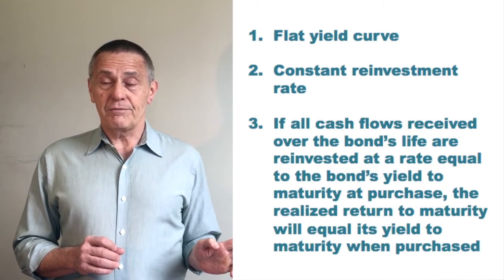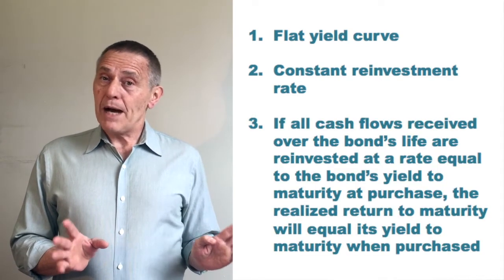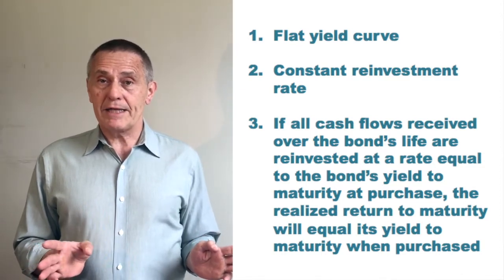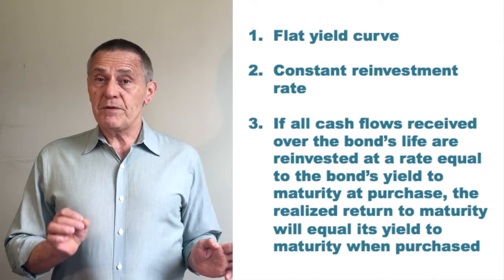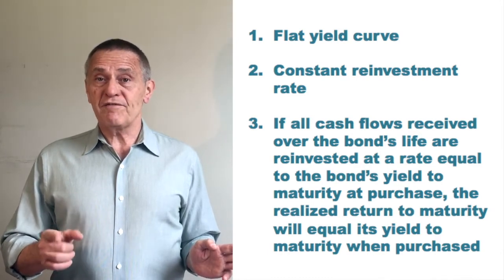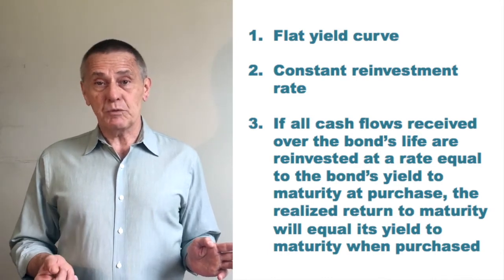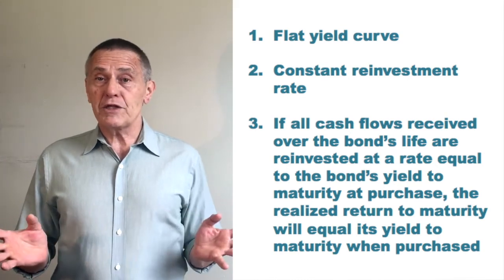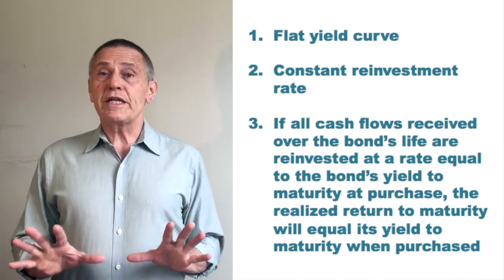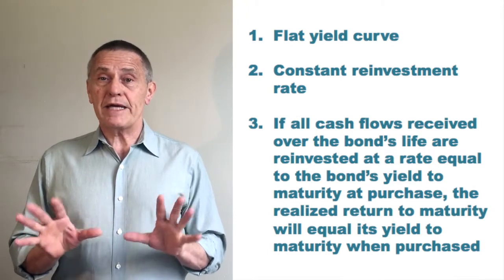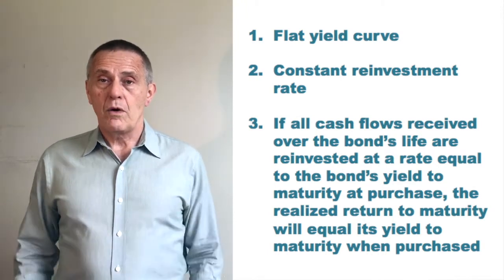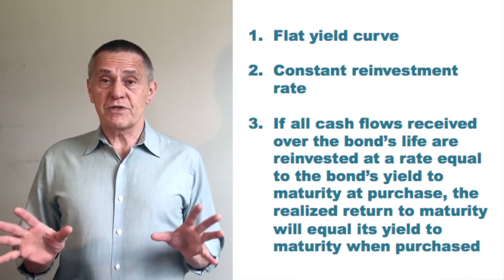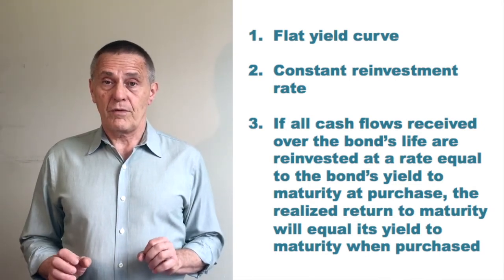And third, while it's impossible to know the rate of return to maturity on a coupon bond, if all of the periodic coupons were reinvested at a rate exactly equal to the yield to maturity at which a bond was purchased, then the annual return to maturity would equal the quoted yield to maturity at the bond's purchase. So what about the first of those three? Yield to maturity assumes a flat yield curve.